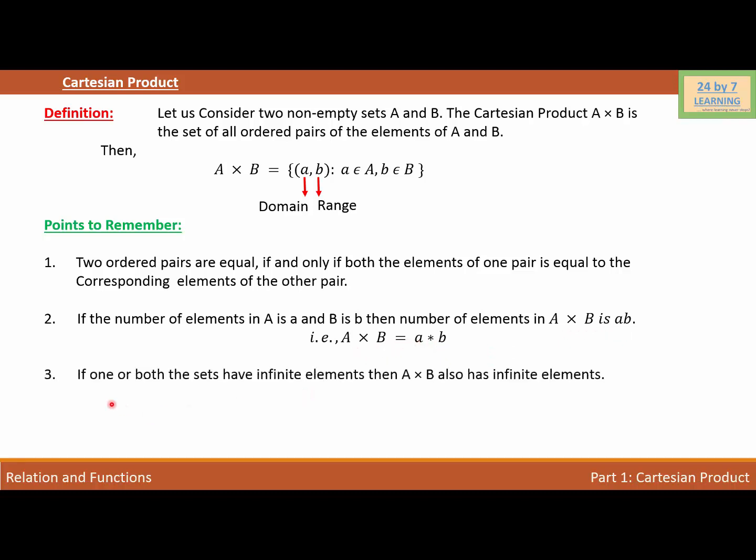Let's talk about point 3. If one or both sets have infinite elements, then A cross B also has infinite elements. So if one set has an infinite number of elements, then the Cartesian product of the two sets will also have an infinite number of elements. Now let's talk about the last point, which is point 4. An ordered triplet is defined as A Cartesian product A Cartesian product A, which is equal to, inside the bracket, ordered triplets (a, b, c) such that a, b, c belong to set A. And this is basically an ordered triplet.